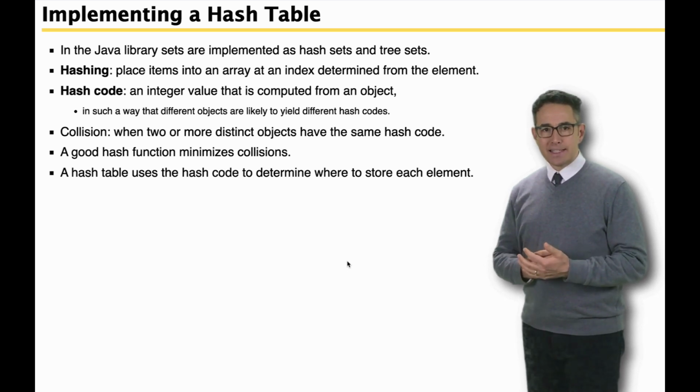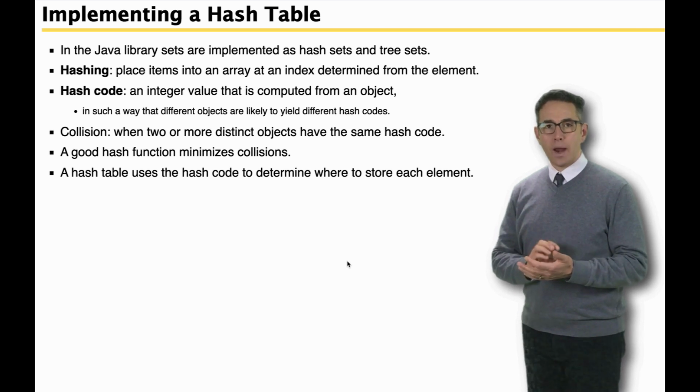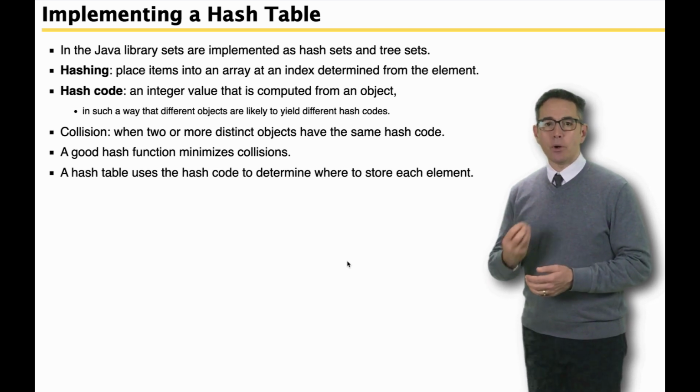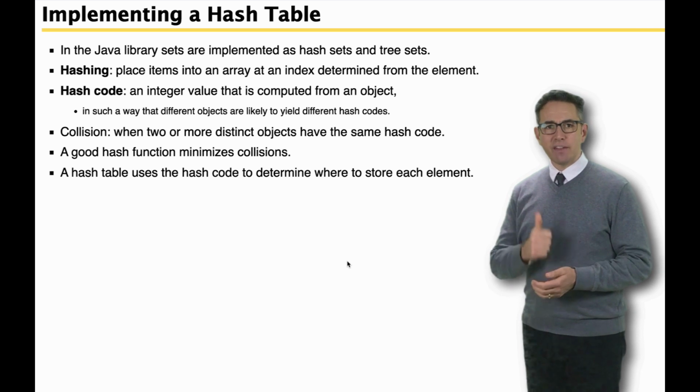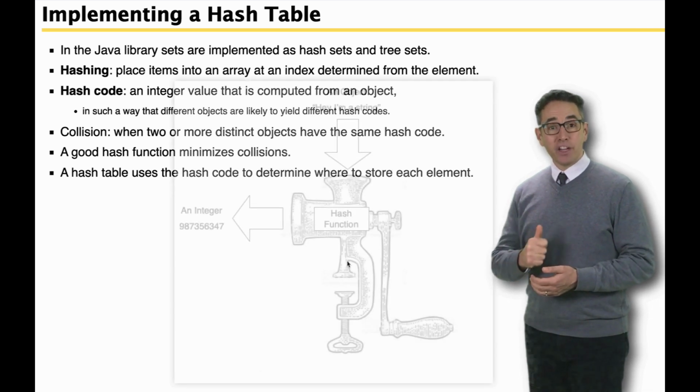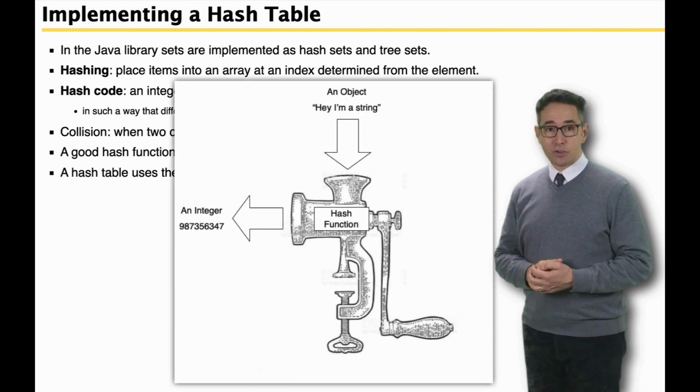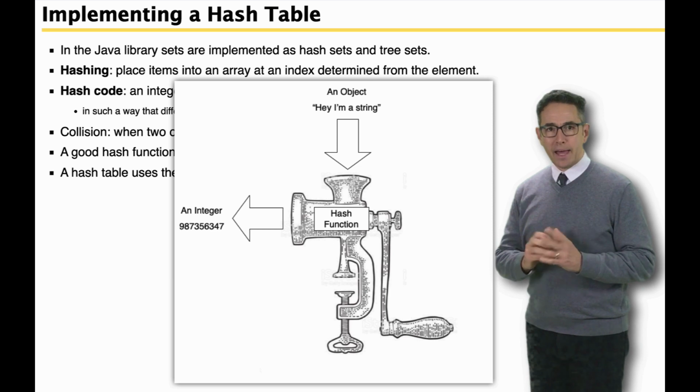In a computer science sense, hashing means to place items into an array at an index determined by the element that we're putting into the array. In order to find that index, each thing that we put into the array has to have a hash code. What you should think of when you think of a hash code is a fingerprint of the data that's being stored. And the format of the fingerprint is an integer. So what do I mean by that?